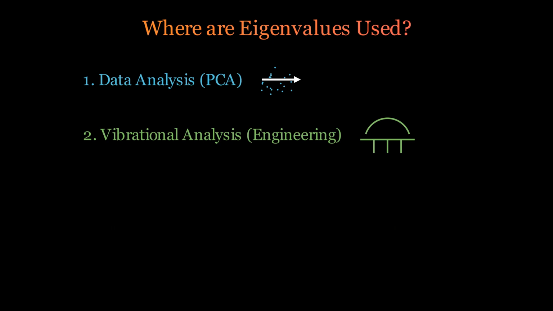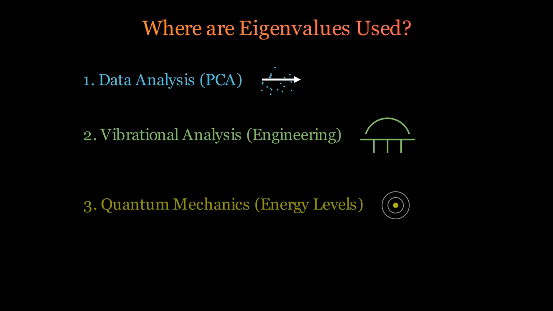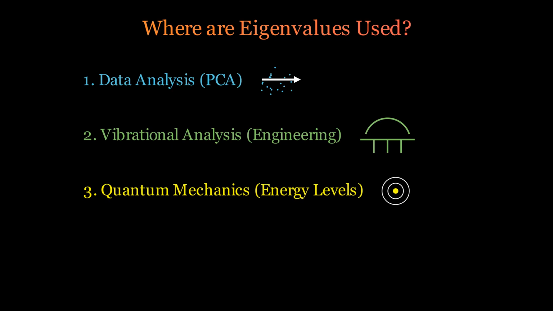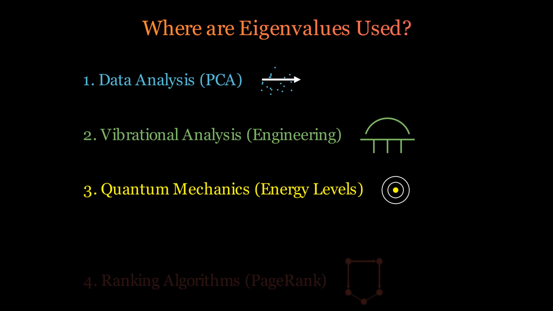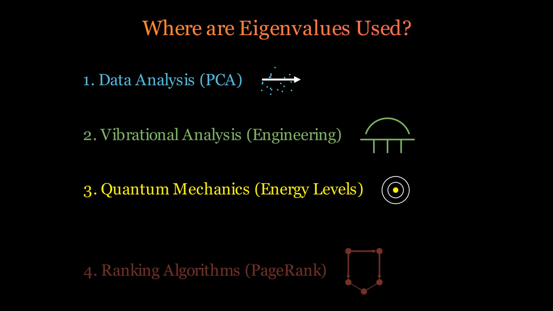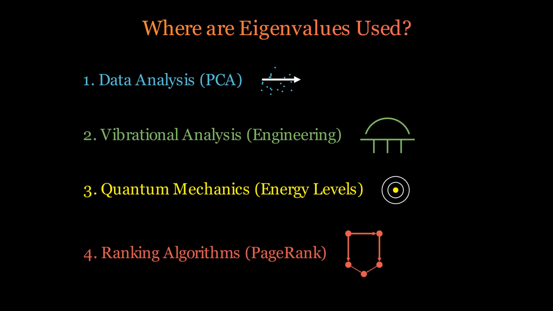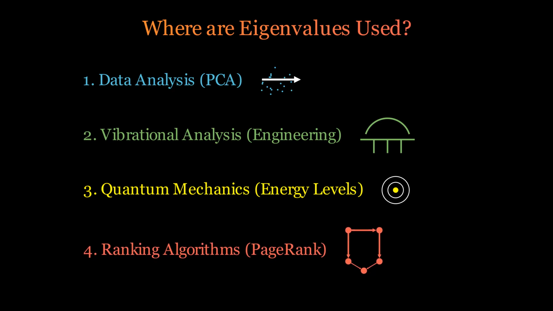In quantum mechanics, eigenvalues represent measurable quantities like energy levels of an atom. The state of the system is described by eigenvectors, called eigenstates. Even Google's original PageRank algorithm, which ranks websites, relied heavily on finding the principal eigenvector of a massive matrix representing the links between web pages. The corresponding eigenvalue is 1.